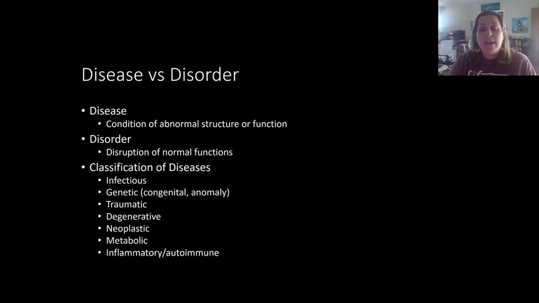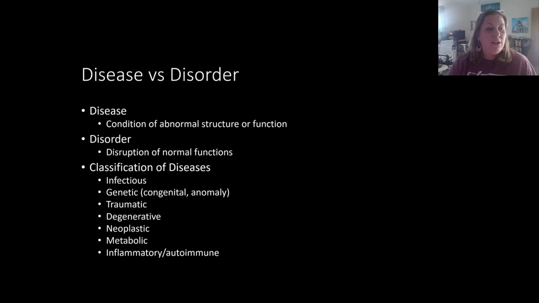We then have metabolic. Metabolic is where there's an endocrine imbalance, like hormones being out of balance. It's causing issues with your metabolism, which is all the chemical reactions in your body. Or it could be due to malnutrition as well. Malnutrition is where you're not giving your body what it needs, and so it cannot function properly.